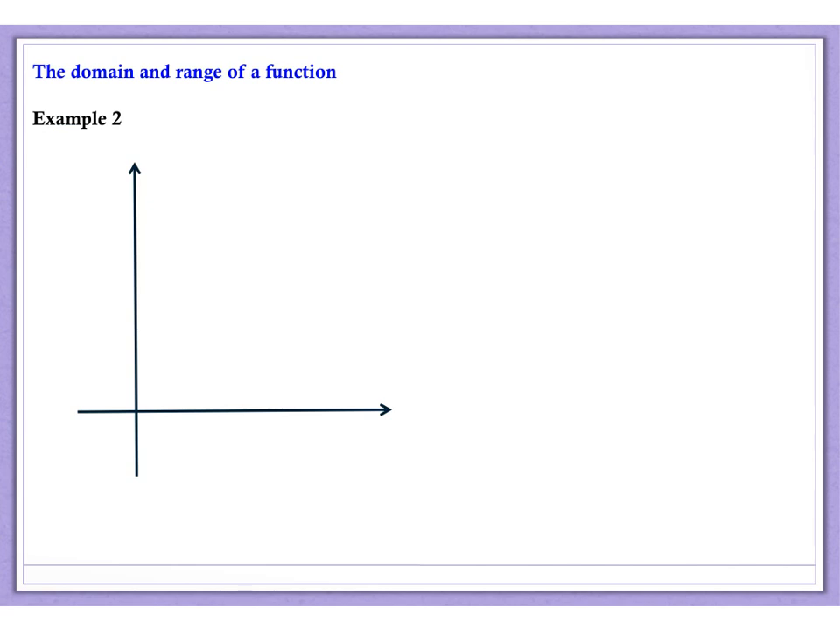Let's have a look at a slightly different example. This time my function is f of x equals 2x plus 1. x will still be a real number, but I'm going to restrict this to saying x can only be greater than or equal to 3. So this piece of information that follows the definition of your function will be your domain.